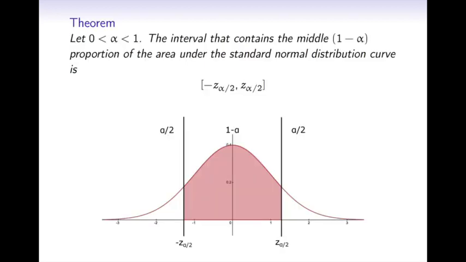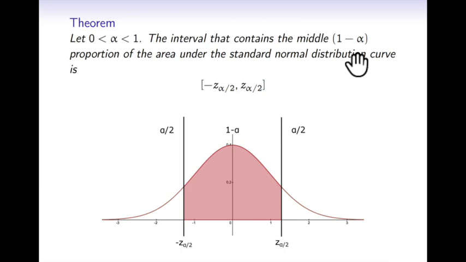Okay, let's formulate a general rule. Let alpha be a number between 0 and 1. The interval that contains the middle 1 minus alpha proportion of the area under the standard normal distribution curve is the interval that extends from minus z sub alpha over 2 to z sub alpha over 2. Now, this seems very backwards to describe the middle 1 minus alpha proportion of the area.